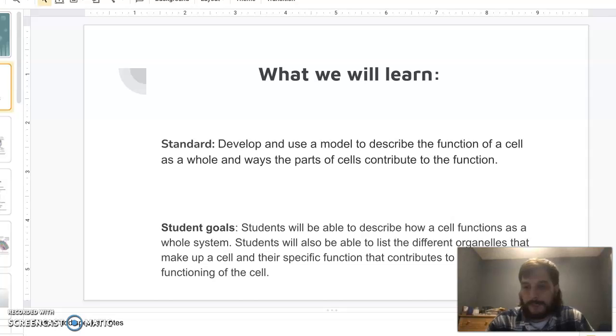So to be a little bit more specific about what we're going to learn, the standard as it's written is you guys are going to be able to develop and use a model to describe the function of a cell as a whole and the ways that parts of a cell contribute to the overall function of the cell.